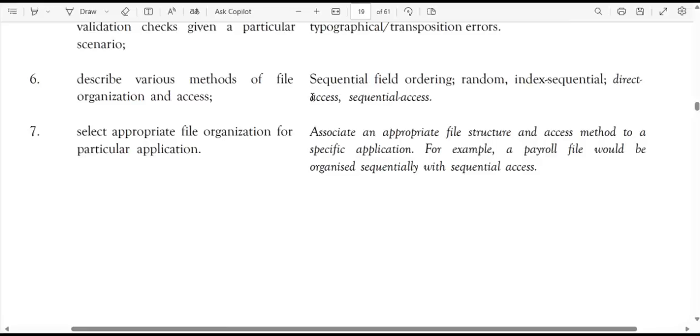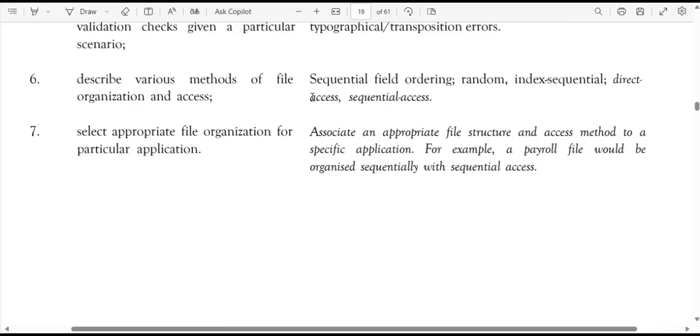So the first method of file organization and access is sequential file organization. Records are stored one after the other in a specific order, usually by key field. The access method would be sequential access, where data is read one record at a time from the beginning to the end. Example, a payroll file sorted by employee ID, where all the records are processed every payday.